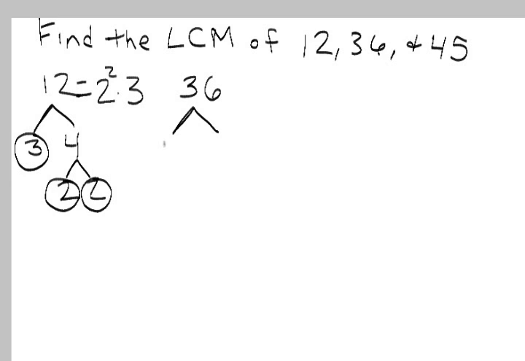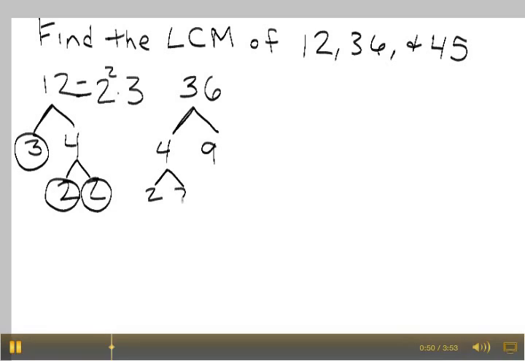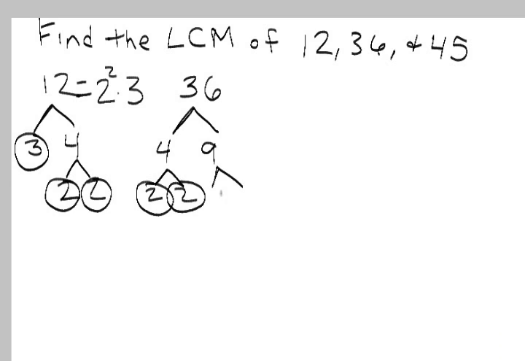36 we can break down to 4 times 9. 4 breaks down to 2 times 2, both of which are prime, and 9 breaks down to 3 times 3, also prime. So 36 equals 2 squared times 3 squared.